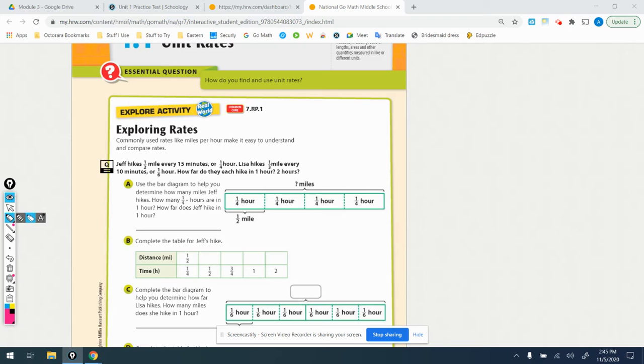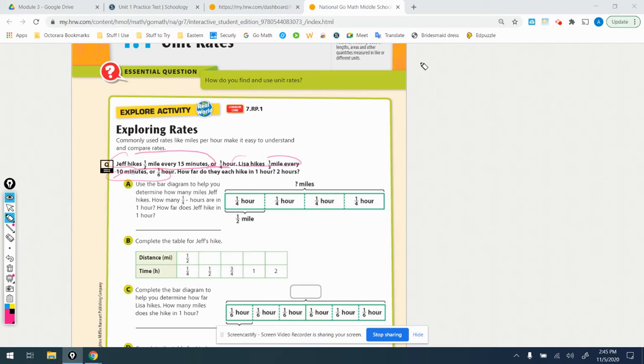Jeff hikes 1/2 mile every 15 minutes. So if I look at that, 1/2 mile every 15 minutes or 1/4 of an hour, okay? Lisa hikes 1/3 of a mile every 10 minutes or 1/6 of an hour. They want to know how far they would go in 1 hour and 2 hours. So let's start with Jeff.